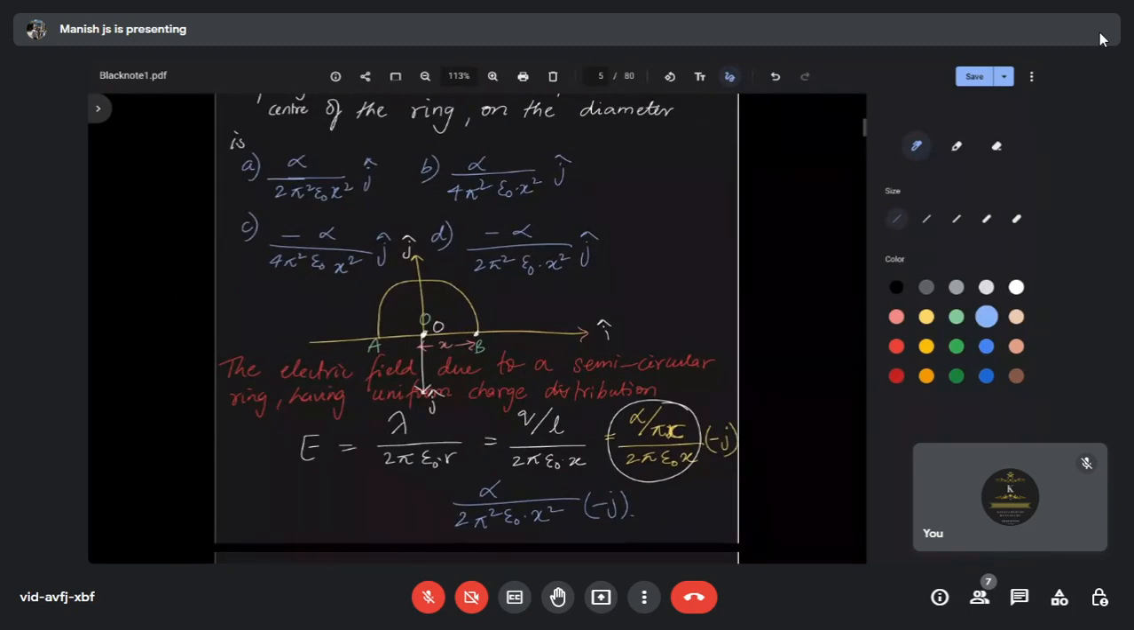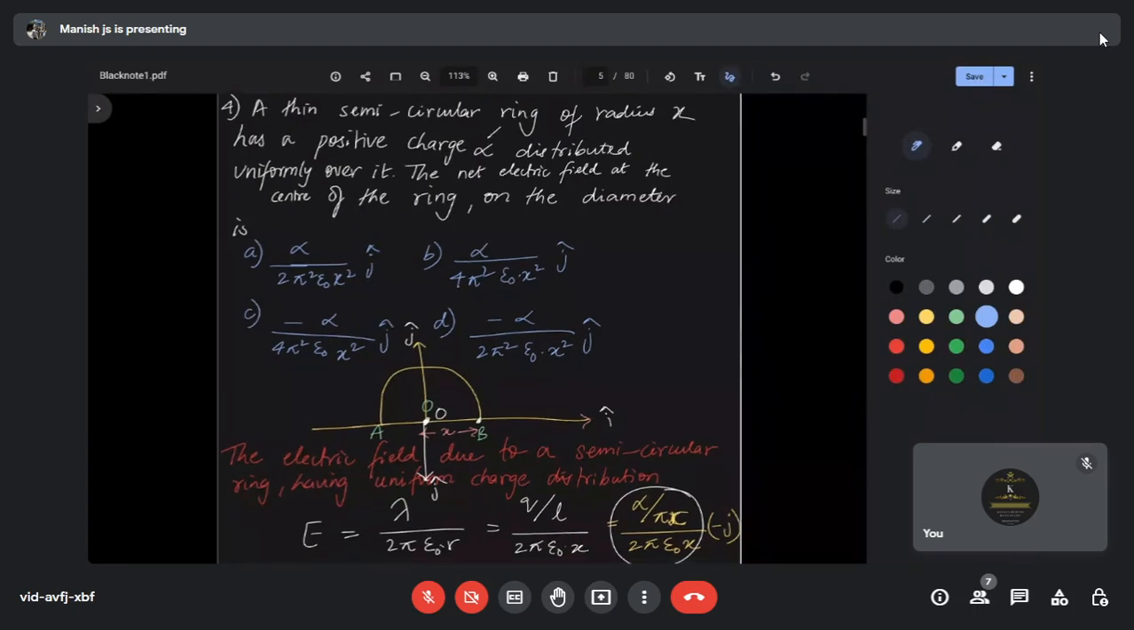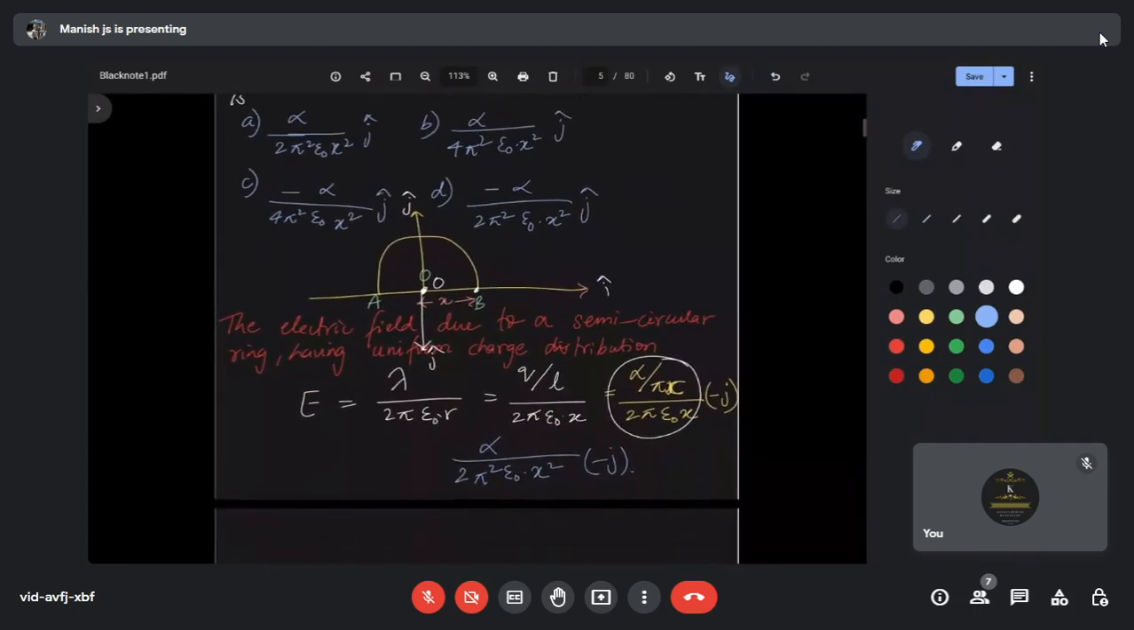Sir, one சொல்லுங்க. Sir, lambda by 2 pi epsilon naught வந்து electric field due to infinitely long charged wire ஓட ஃபார்முலா இல்லையா? Electric field due to infinitely long charged wire, lambda divided by 2 pi epsilon naught r.